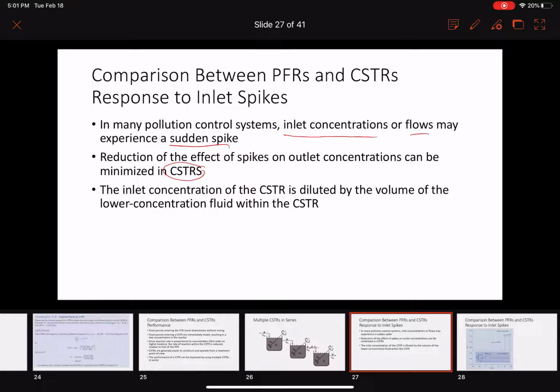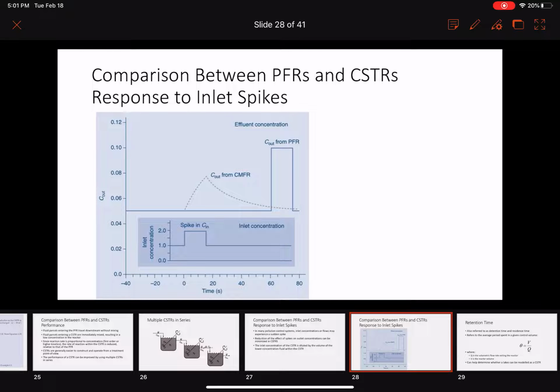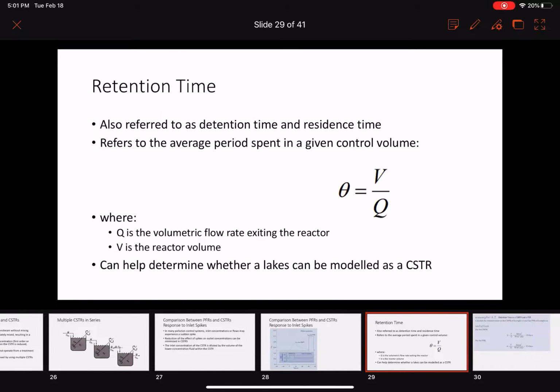Of course, the inlet concentration of the CSTR is diluted by the volume of the lower concentration fluid within the CSTR. CSTRs are very good in controlling the sudden spike effect. So you could look at these if you want to compare the response to inlet spikes.